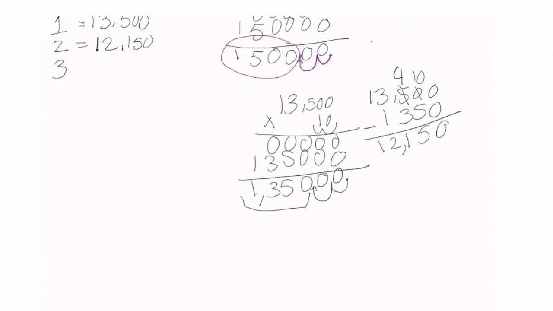Now we will repeat this process with our year 2 amount with finding 10% of that amount. So we'll write down $12,150 and we'll first find 10% of that amount. Then we'll subtract it, and then we'll have our year 3 amount.